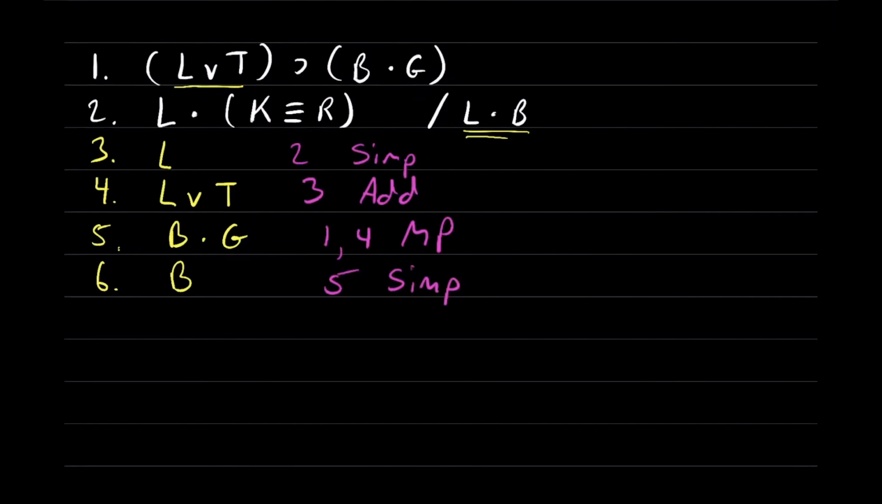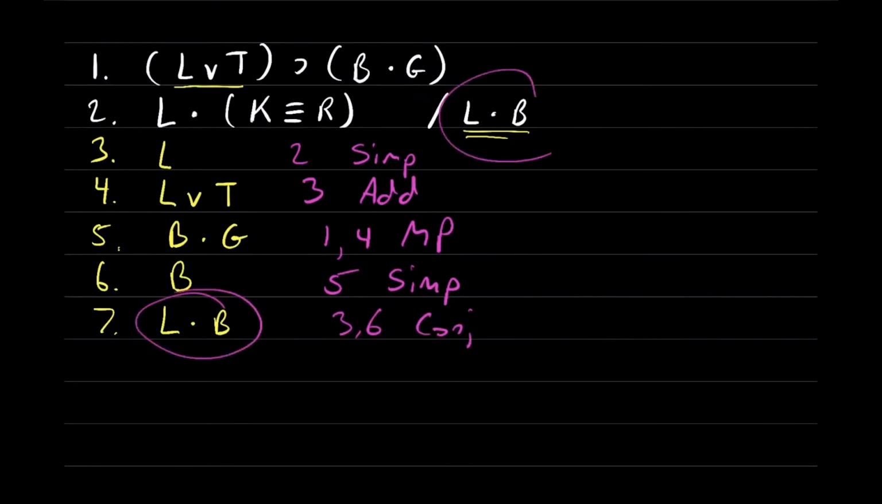Now we're almost done. We said that in order to show that the conclusion is true, we're going to get L on its own line, B on its own line, and then connect them together with a dot using the conjunction rule. Well, we have that. On line 3, we have L. On line 6, we have B. So we're going to conjoin those together with a dot, L and B. And that's going to follow from line 3 and line 6 by conjunction, and we're done. Once we get the conclusion on its own line, we will have shown that the argument is valid.